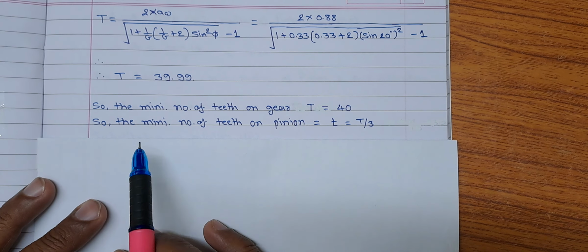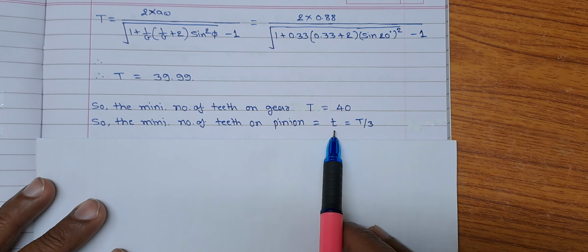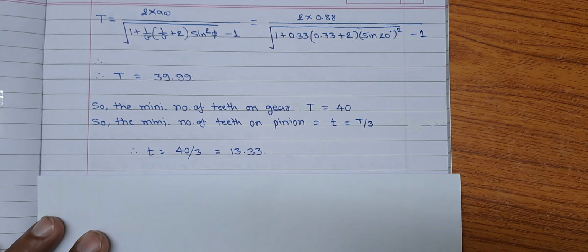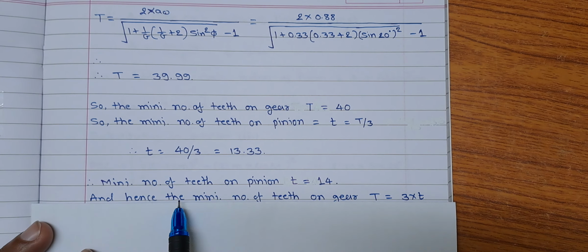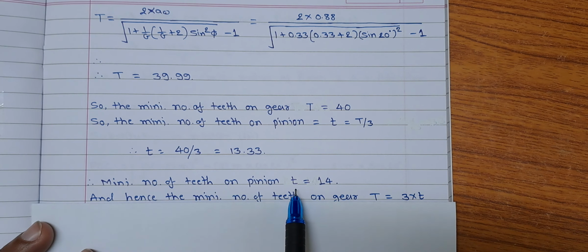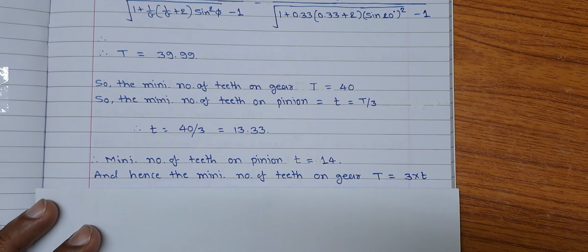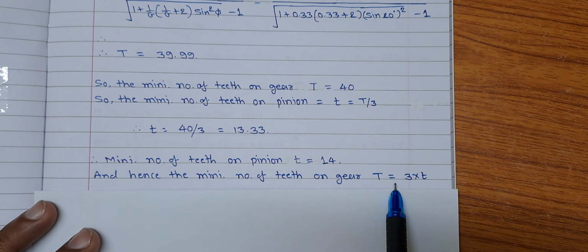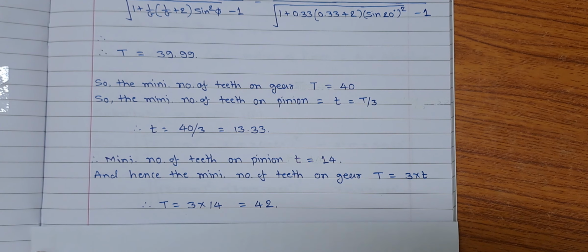So we can write the minimum number of teeth on pinion required is small t equal to capital T by 3, and we found it is equal to 13.33. So the minimum number of teeth on the pinion, rounding off, is small t equal to 14. Accordingly, there will be a change in the number of teeth of gear. Hence, the minimum number of teeth on gear capital T is equal to 3 into small t, and that gives 42.